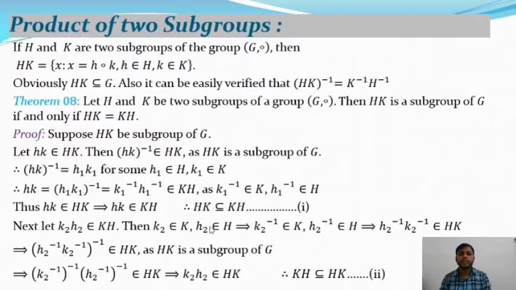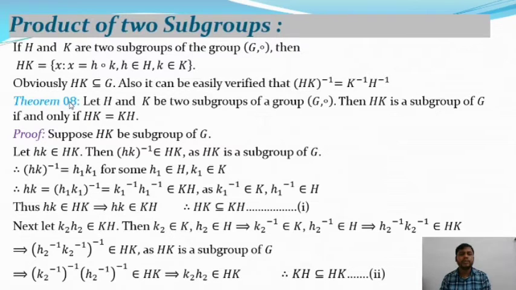In this slide we will discuss the product of two subgroups. So here is the definition. If H and K are two subgroups of a group G under composition, then HK is equal to the set of X, where X is the element such that X is equal to h composition k, where h belongs to H and k belongs to K. This is the product of two subgroups of a group G. So obviously HK is a subset of G. Also it can be easily verified that (hk) inverse is equal to k inverse into h inverse.